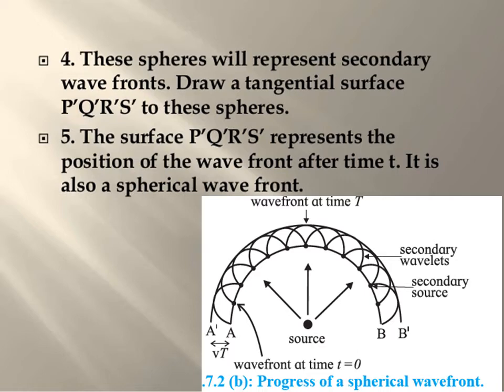This wavefront will represent a secondary wavefront. Draw a tangential surface P dash Q dash R dash S dash to this sphere. The surface P dash Q dash R dash S dash represents the position of the wavefront after time t. It is also a spherical wavefront.